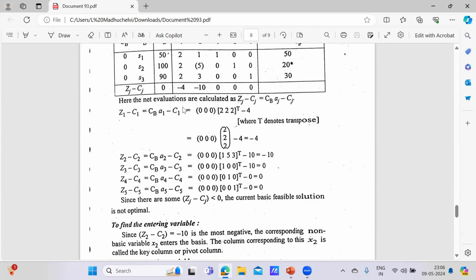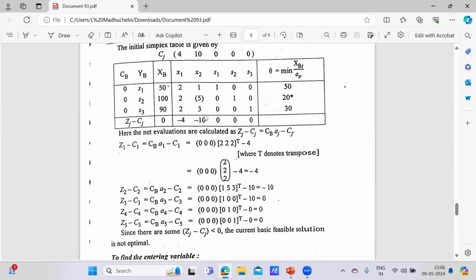Here we have to choose the most negative, and the most negative is minus 10. So this column is called the pivot column. Now we have to find the pivot element. How do you find the pivot element?